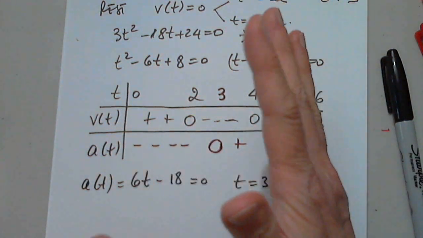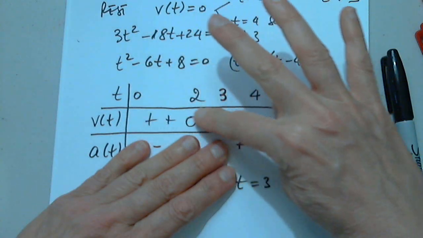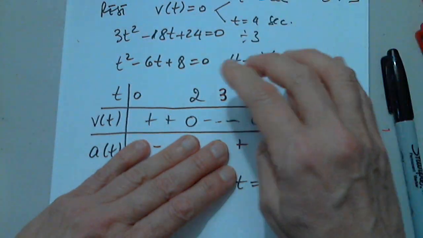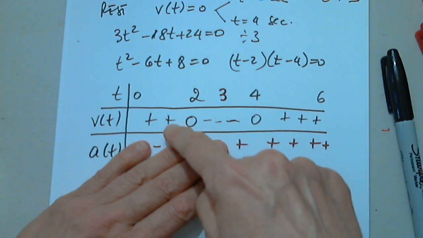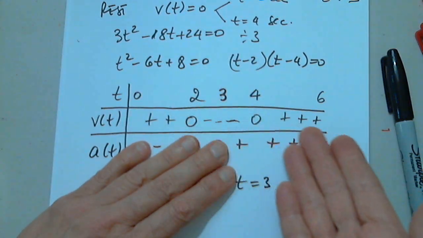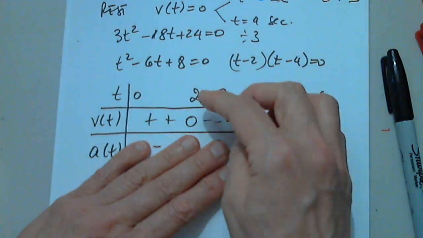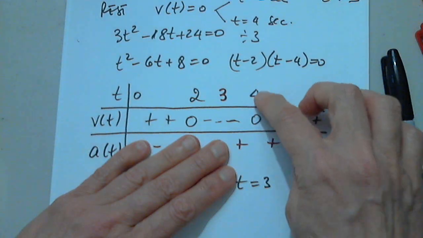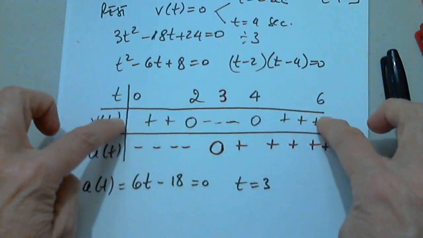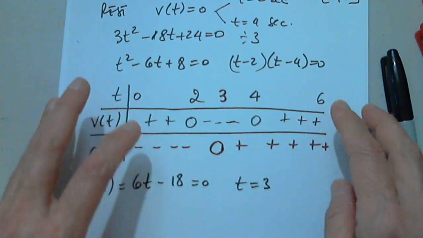Oh, I wanted to mention, but I forgot. You do not need to write on the side, oh, this particle goes in the positive direction between 0 and 2, and negative between 2 and 4, and then again positive. No, no, no. I see it. If you put it here, it's good enough for me.